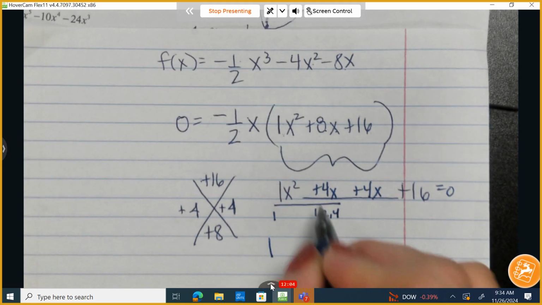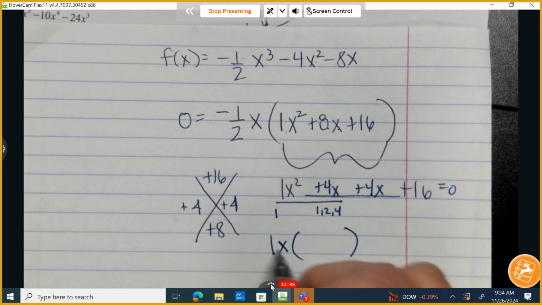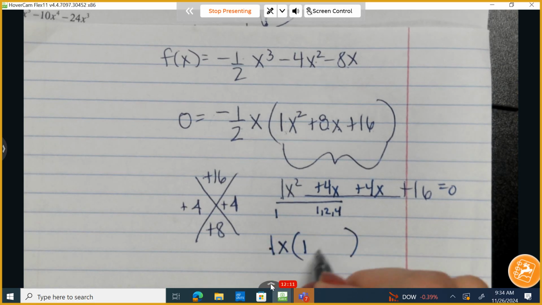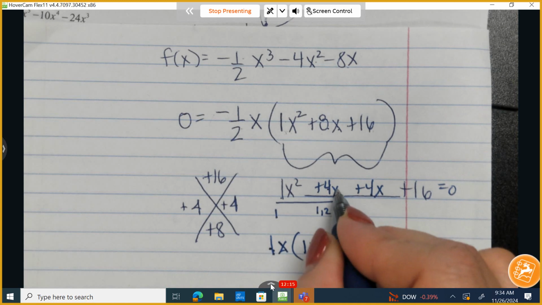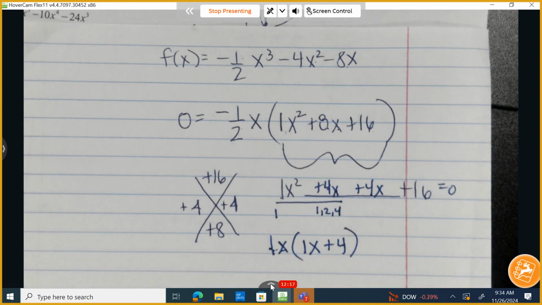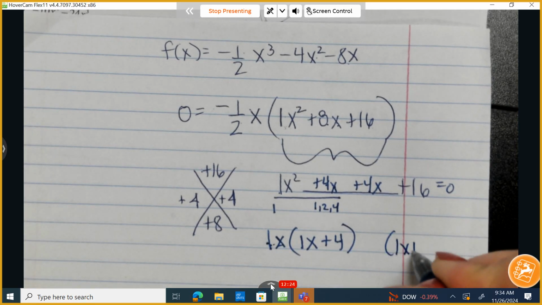1. What's the maximum number of x's I can take out? 1. 1 times 1 is 1. I need 1 more x to get x squared. 1 times positive 4 is positive 4. I need an x, and I already have it. If you're feeling confident, I'd like you to continue to work ahead. I'm going to take this and copy and paste this in back.